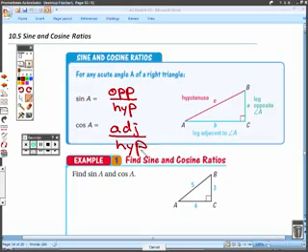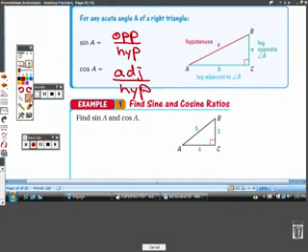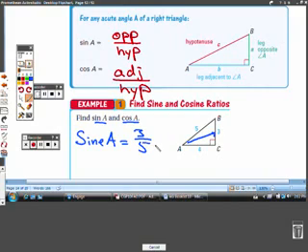Let's try this out on example 1. I'll leave it up here for you. I'm looking at my triangle, and it says find the sine of A and the cosine of A. So I'm going to write the sine of A equals, now look over here at the picture, and I've got to get the right numbers. Opposite from A is 3 over 5. Got it, 3/5.